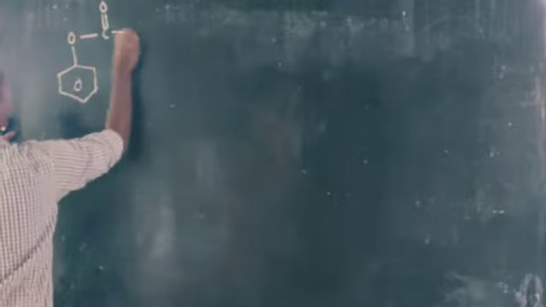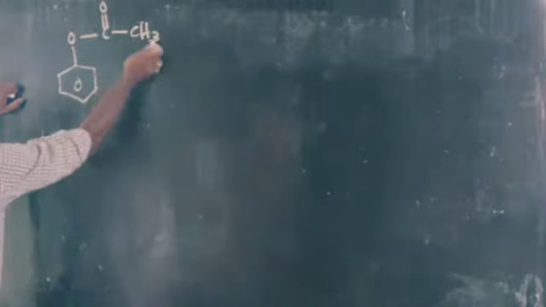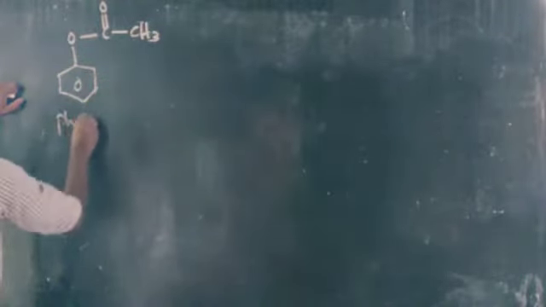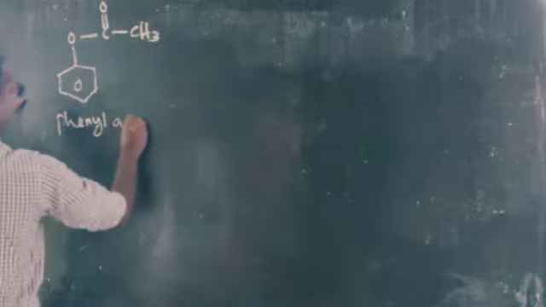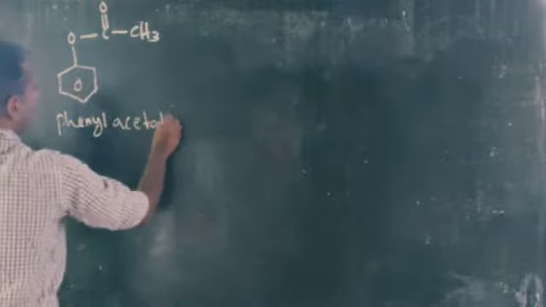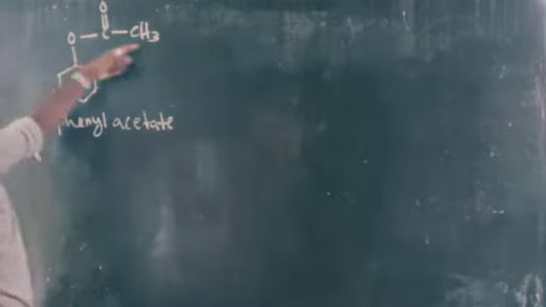So Fry's rearrangement, when phenyl esters, how will you write phenyl esters? Look here: O, C, double bond O, CH3. This is an example of a phenyl ester. What is this one? Phenyl acetate. Okay, phenyl with the CH3CO group, phenyl acetate.